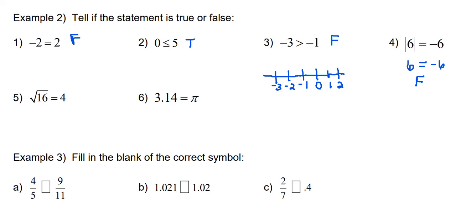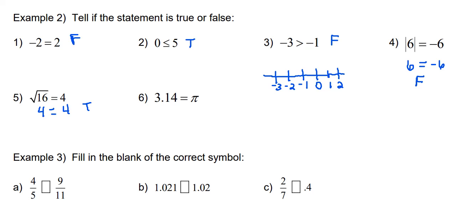Number 5, we have the square root of 16 equals 4. Well, anytime we have something that can be simplified, we need to simplify it before we compare it. What is the square root of 16? The square root of 16 is 4. So this is really 4 equals 4. Is that true? Yes, that's true.